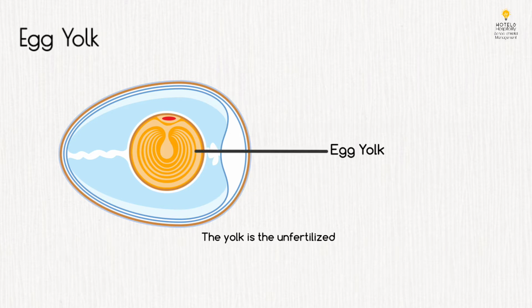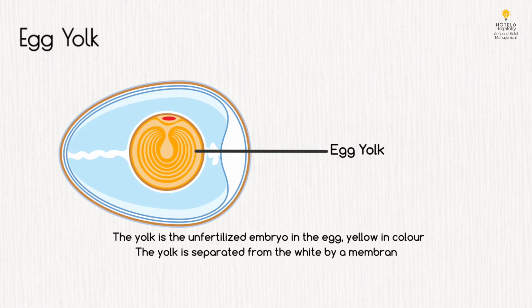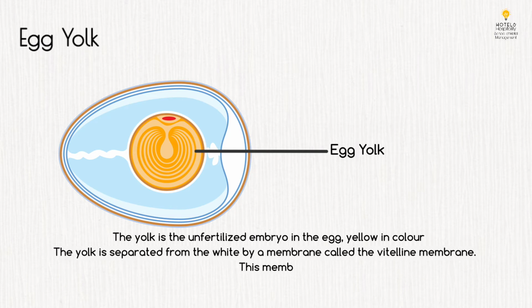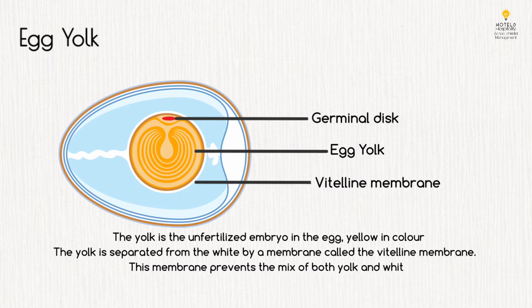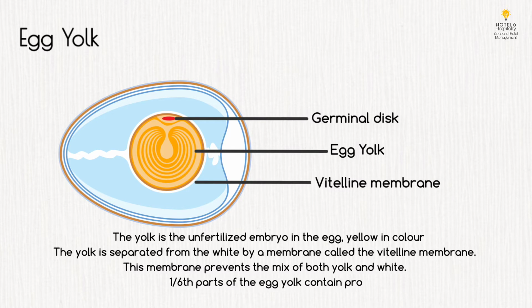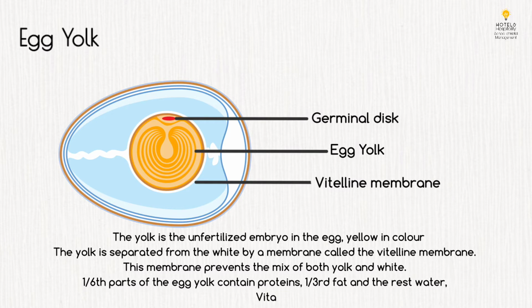Egg yolk. The yolk is the unfertilized embryo in the egg, yellow in color. The yolk is separated from the white by a membrane called the vitelline membrane. The membrane prevents the mixing of yolk and white. 1/6 of an egg yolk is protein, 1/3 is fat and the rest water, along with vitamins and minerals like calcium, phosphorus, iron, etc.